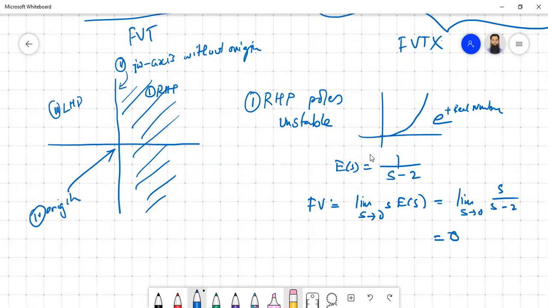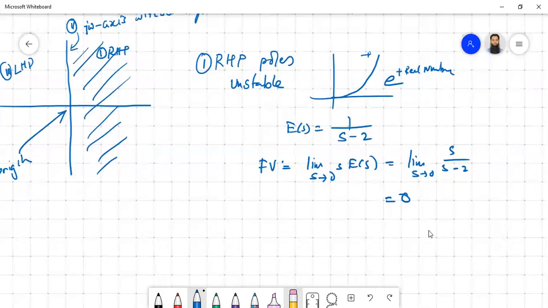But is our final value 0? Our final value is basically infinite. It doesn't say that you are not able to calculate a value, but whatever value you calculate will not be correct. So you are going to get a wrong result. Okay, so this is case 1.